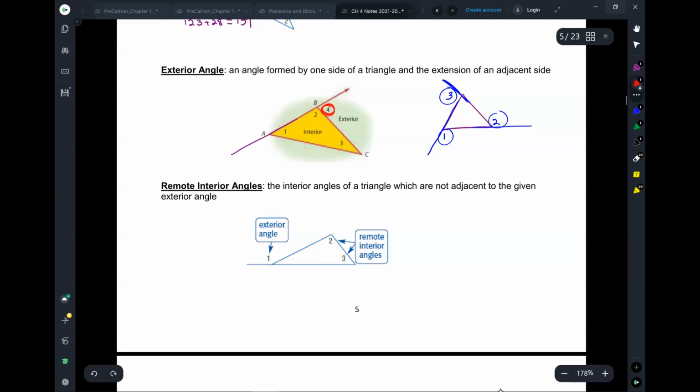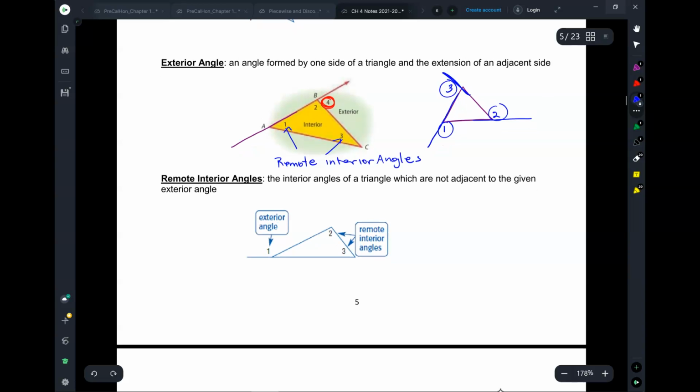Okay? Now, take a look at that 4. You have 3 interior angles, correct? Which 2 of the 3 interior angles are farthest from 4? 1 and 3. What's another word for far? Remote, right? So these are called the remote interior angles. That's what we call them. Remote interior angles. Okay? So that's an exterior angle.